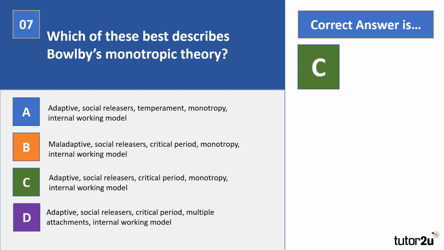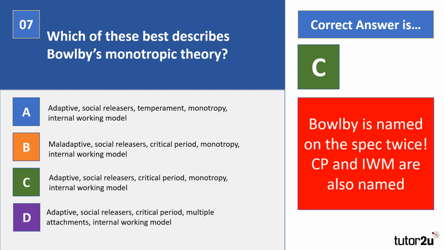And really knowing Bowlby is all about the terminology. And knowing Bowlby is very important because he's actually named on the specification twice. The critical period and the internal working model are also named. The internal working model comes up in a later section of the specification as well. I would strongly advise thinking of some kind of mnemonic technique that you could use to help you remember Bowlby, and also just to make sure you use the right kind of Bowlby, if you like, in the exam. Be very clear on the difference between Bowlby's monotropic theory and also Bowlby's theory of maternal deprivation, which is actually in a different area of the specification.